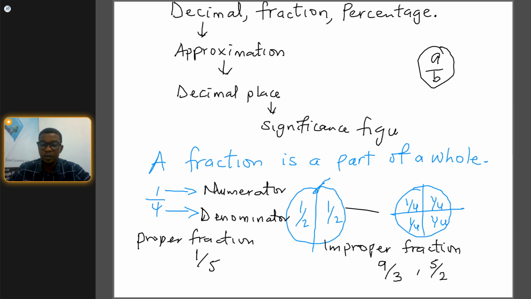Can I rub off the board so that we can proceed? Waiting for your response. Okay, yes. Good, so let's proceed. We said the third one we'll be looking at is the mixed number. The third type of fraction is called the mixed number.